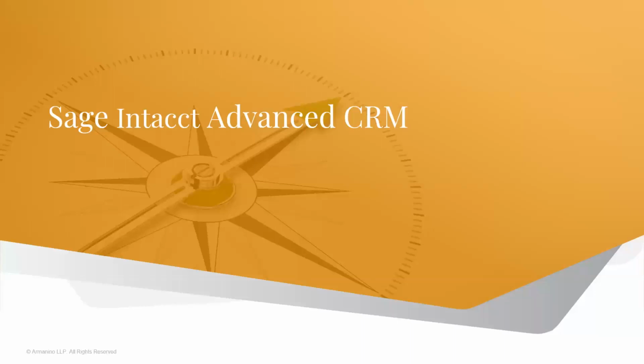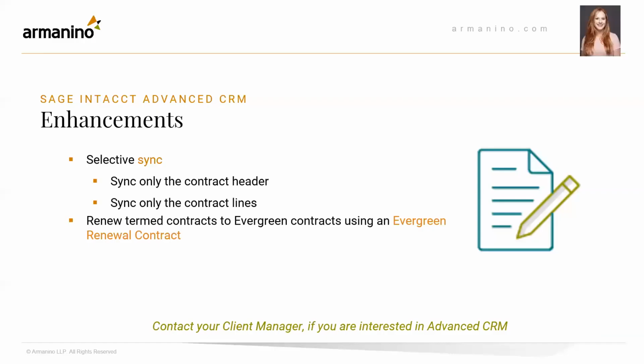And then for Sage Intacct Advanced CRM, we have a couple of enhancements here. You're able to sync either on the contract header or on the contract line. And then you're also able to now renew a termed contract into an evergreen contract, that auto renewal, using an evergreen renewal contract template.